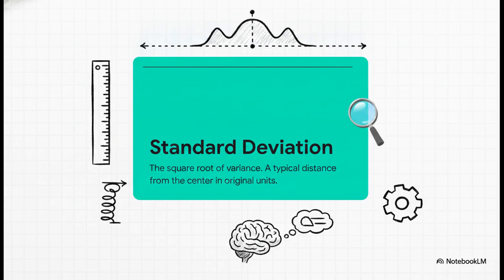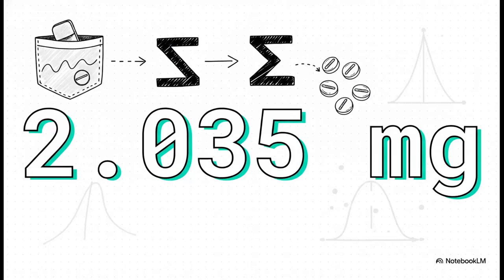To fix our weird unit problem, we simply take the square root of the variance. That's it. That puts us right back into our original, understandable units. The standard deviation is just a typical distance from the center. It's a real, concrete number you can actually picture in your head. For our 5 meridian tablets, if we run that quick calculation, our standard deviation comes out to exactly 2.035 milligrams.